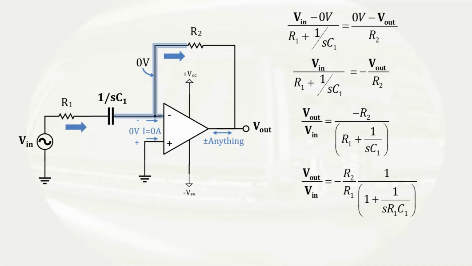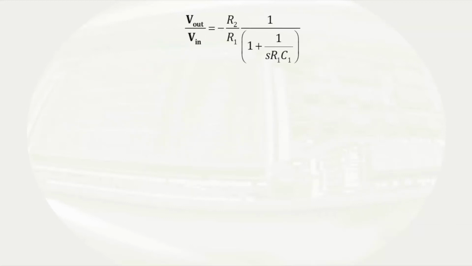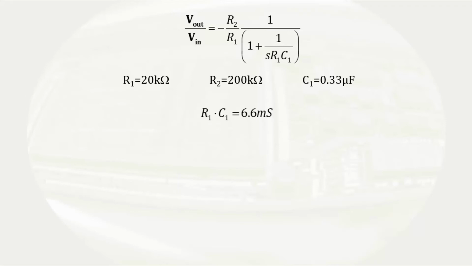This is not a proper form for a fraction. The proper form would look more like this. However, I believe the improper form is easier to interpret. So looking at the improper form and remembering the component values that were shown on the schematic, the product of R1 times C1 will be 6.6 milliseconds. That would correspond to an angular frequency of 152 radians per second.